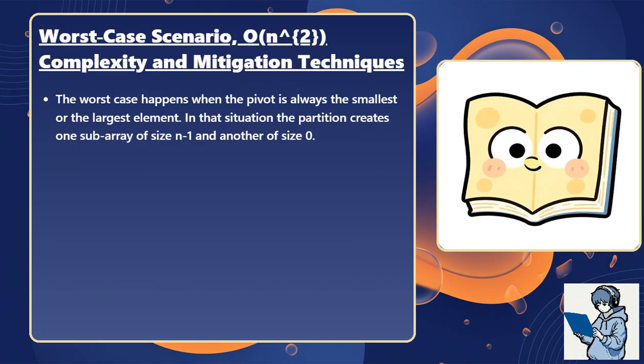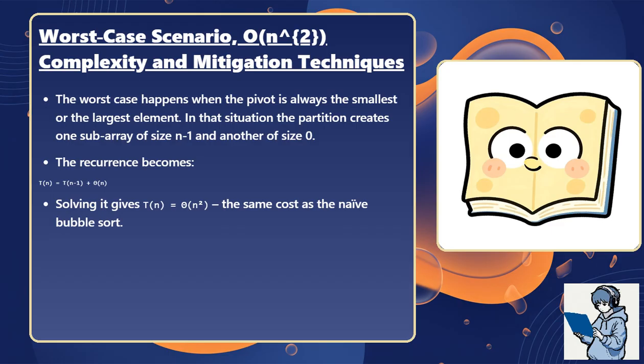The worst case happens when the pivot is always the smallest or the largest element. In that situation, the partition creates one subarray of size n-1 and another of size 0. The recurrence becomes T(n) = T(n-1) + Θ(n). Solving it gives T(n) = Θ(n²), the same cost as the naive bubble sort.